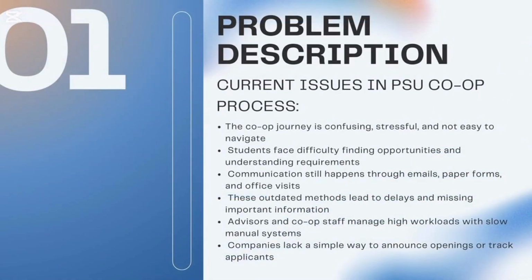First of all, I'm going to talk about the problem descriptions. The current co-op process at PSU is confusing and slow. Students struggle with unclear deadlines and manual emails. Also, the advisors handle everything manually. And companies don't have an organized way to post or track applicants. And overall, the process is inefficient for everyone.